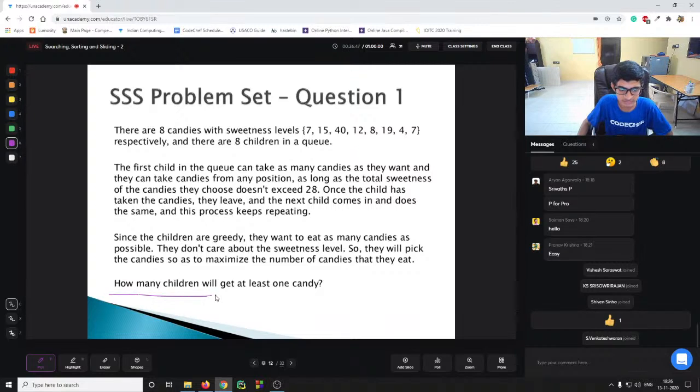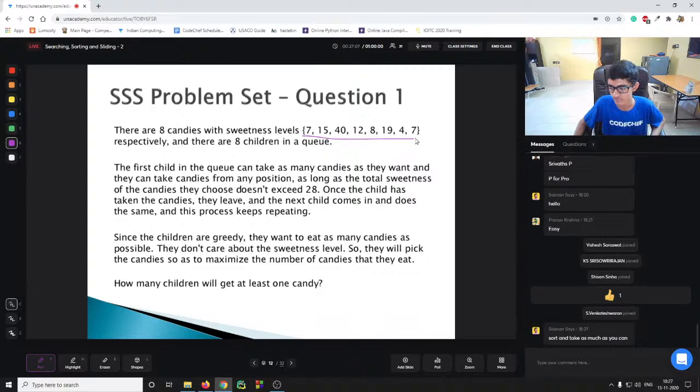How many children will get at least one candy? After the first child takes the candies, the second child can take some more candies, the third child can take candies and so on. When does a child not be able to take any candy? For example, if everything is exhausted, then you can't take any other candy.